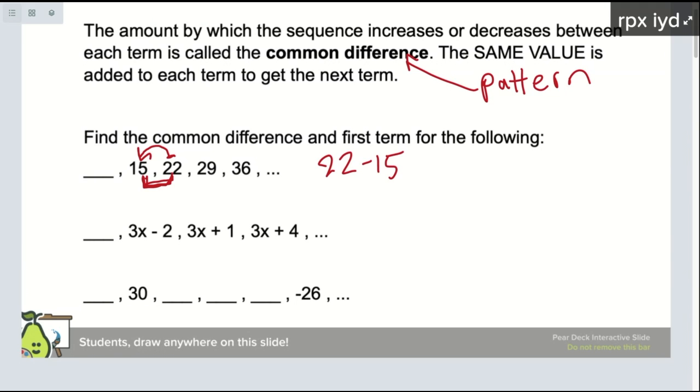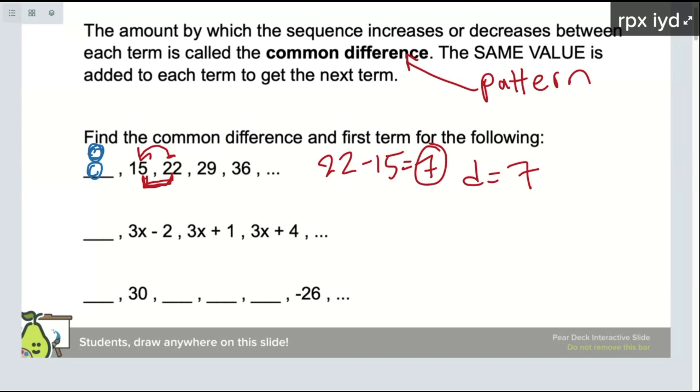Don't be afraid to use your fingers. I do it all the time. Equals 7. So my pattern is 7. We'll say D equals 7, or difference. So if my difference is 7, what's my first term? Well, I go back another 7. So 15 minus 7 would be 8.